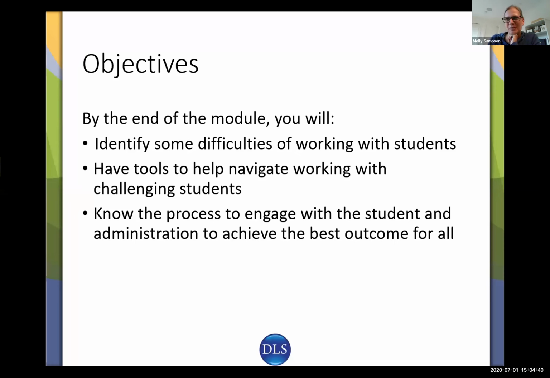So also we want to talk about the process to engage students in the administration to achieve the best outcome for all. So some of the tools and how to make sure that the LTSs get involved early and often.